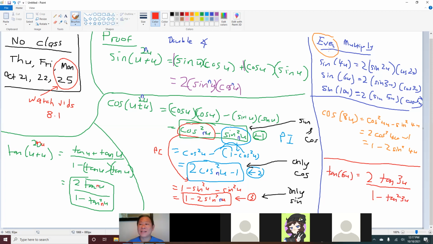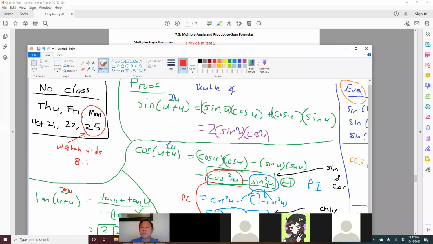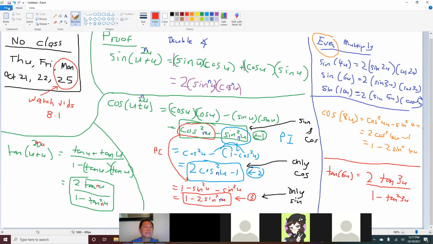This is especially used a lot in your calculus class. If you go to Calculus 1, 2, 3, a lot of this is reused, and this all comes from the double angle formulas. Questions with this? Anyone? Questions?